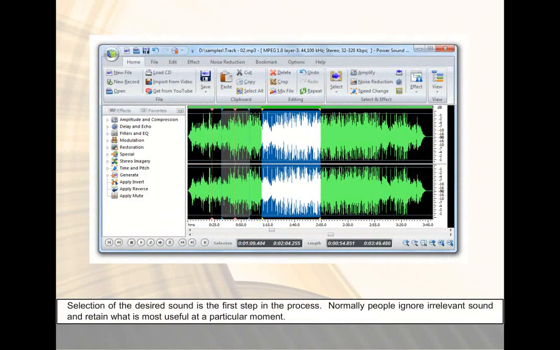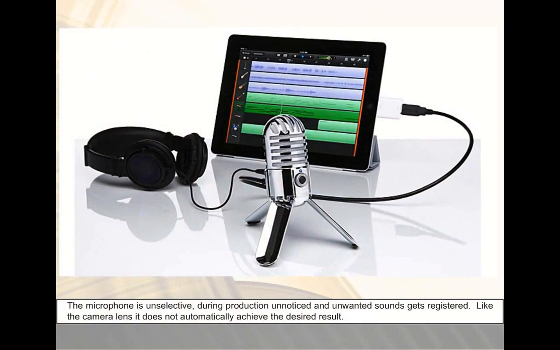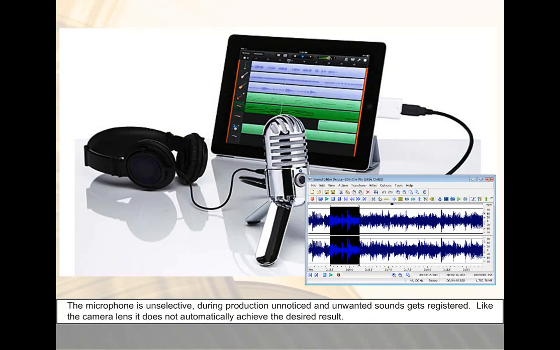Selection of the desired sound is the first step in the process. Normally, people ignore irrelevant sound and retain what is most useful at a particular moment. The microphone is unselective during production and unwanted sounds get registered. Like the camera lens, it does not automatically achieve the desired result.